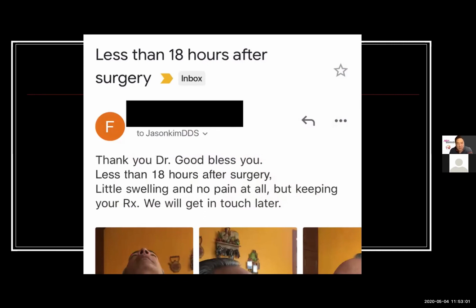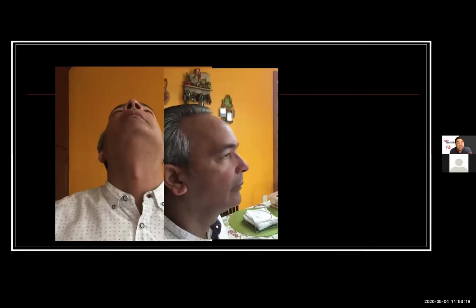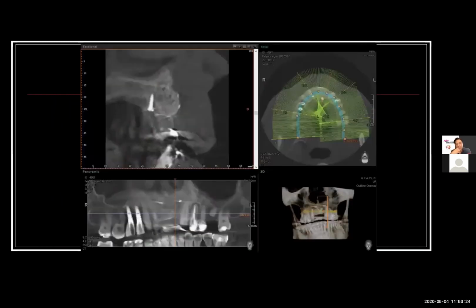So I did the procedure Friday afternoon. Sunday morning, I get an email. It says, "Thank you, doctor. God bless you. Less than 18 hours after surgery, very little swelling, no pain at all, but keeping with your prescription, and we'll get in touch with you later." And he had the liberty actually to take some photographs of himself of the area, and you see minimal swelling. I was just blown away by just how well he was doing.